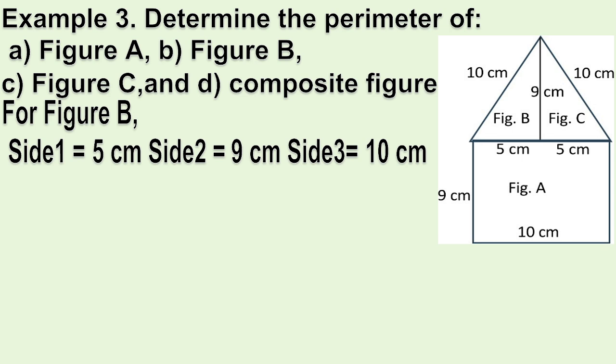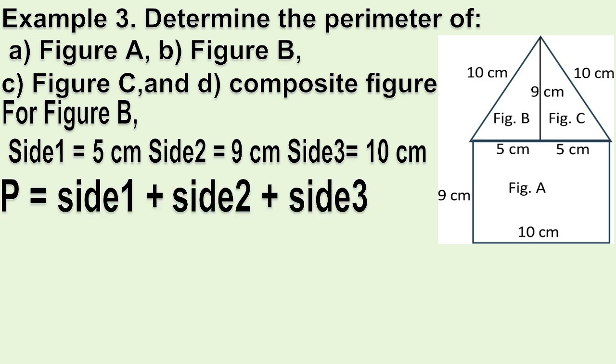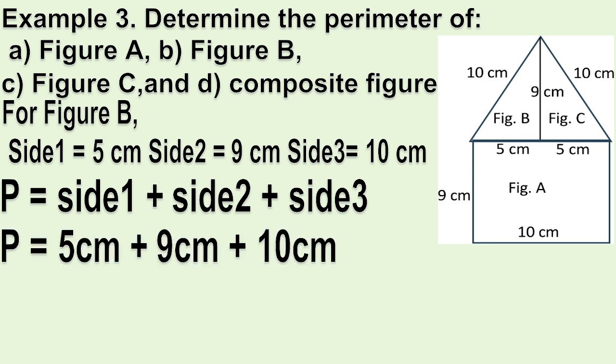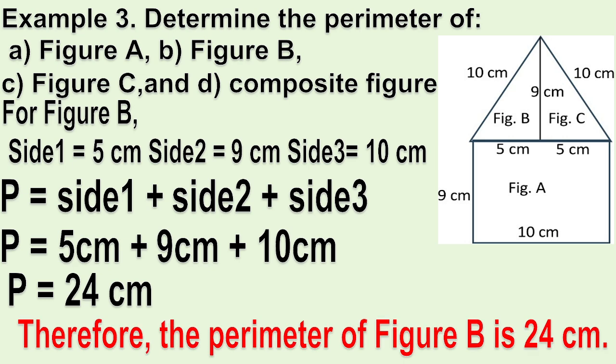For figure B, side 1 equals 5 centimeters and side 2 equals 9 centimeters, and side 3 equals 10 centimeters. So perimeter equals side 1 plus side 2 plus side 3. So 5 plus 9 plus 10 equals 24. Therefore, the perimeter of figure B is 24 centimeters.